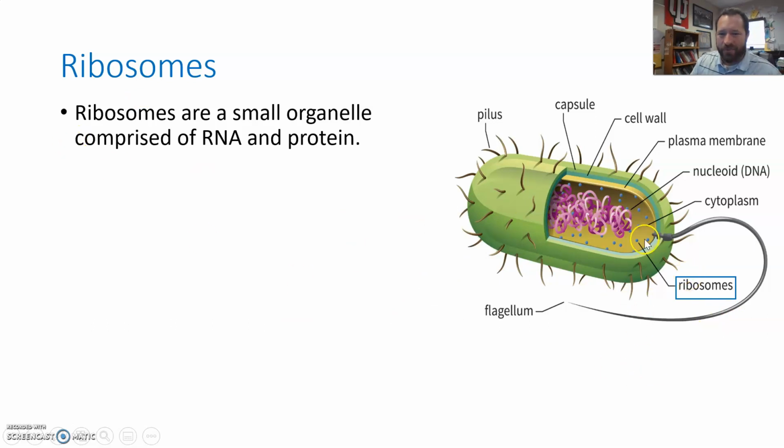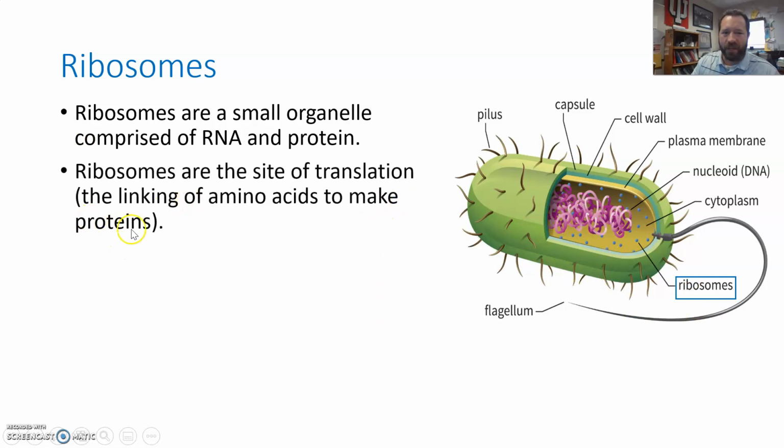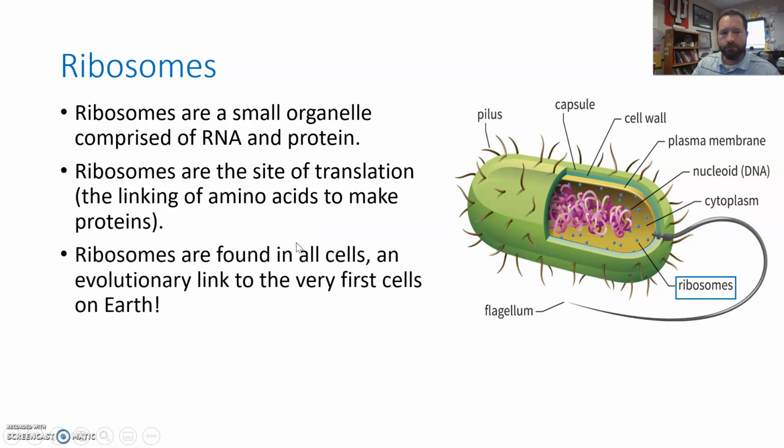Next up, we're looking at ribosomes. All these little small blue dots are representing ribosomes. And ribosomes are an organelle that have RNA and protein. They're made up of a couple of RNA strands and some proteins. And this is the site of translation. Translation is where protein synthesis happens. It's where we link together amino acids to make proteins.